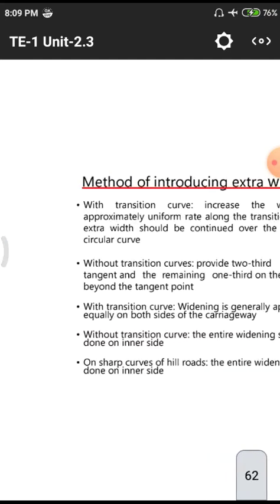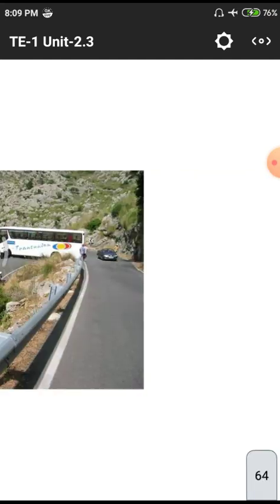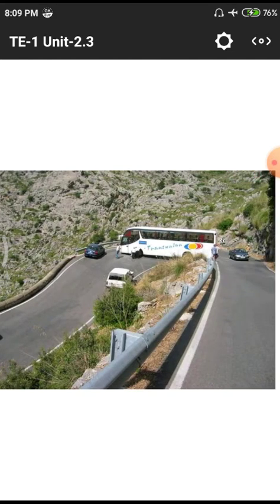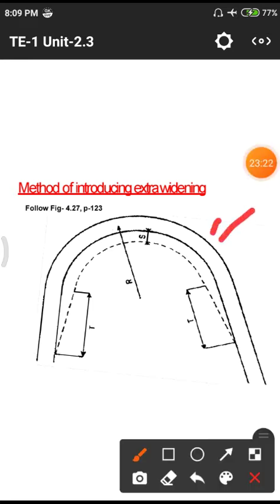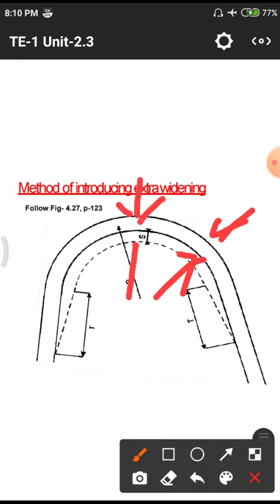Once, I will show the particular diagrams. This is the extra widening. I will show it with this vehicular diagram. This is the radius of the particular curve. Normally this is the width of the road, but in case the radius is very small, we provide some sort of extra widening, to eliminate these crashes and others while we are going around a particular radius. This is the extra widening.